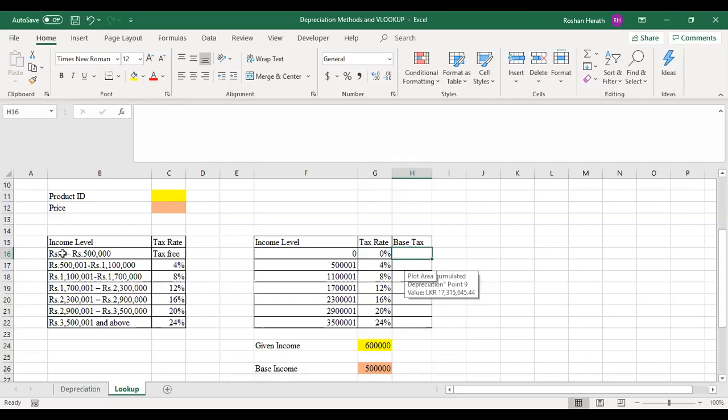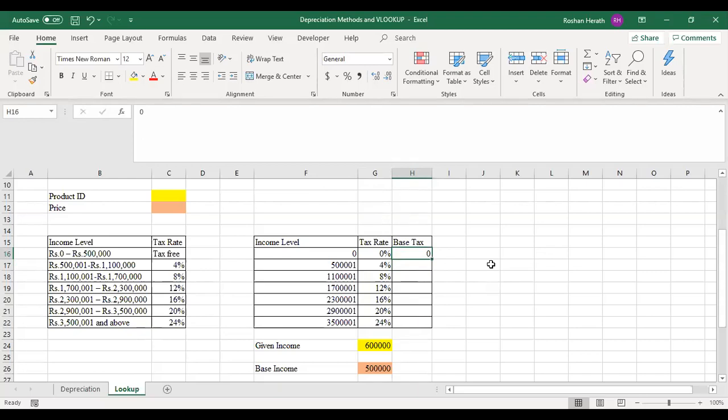So you can see that different levels of income are there. In the first level, it's up to 500,000. So if a particular person's income is below 500,000, let's say 400,000, probably that person has to pay 0. It's for sure 0. So in that particular instance, I have taken 0.